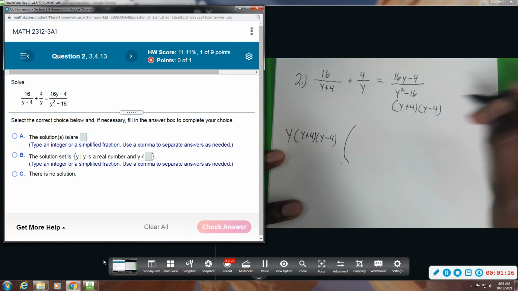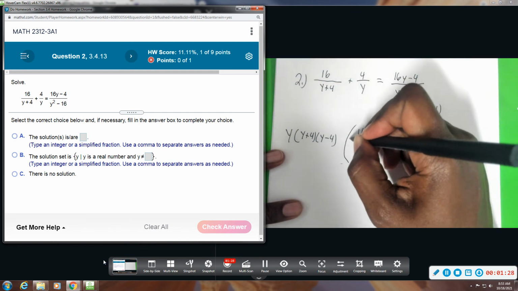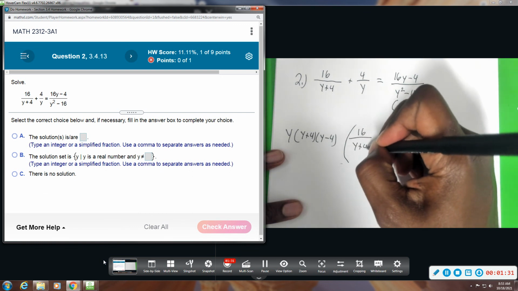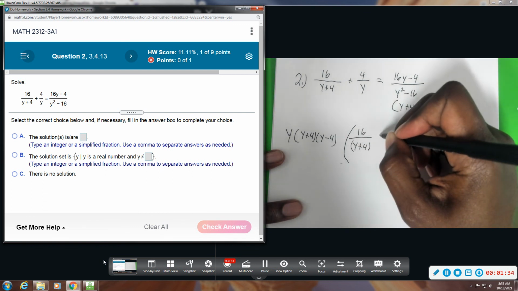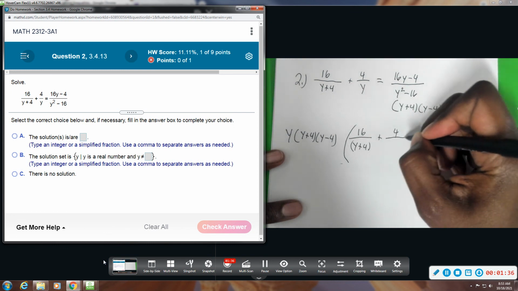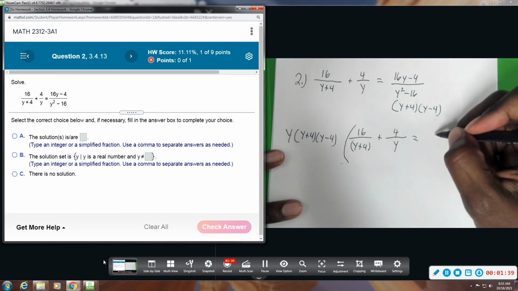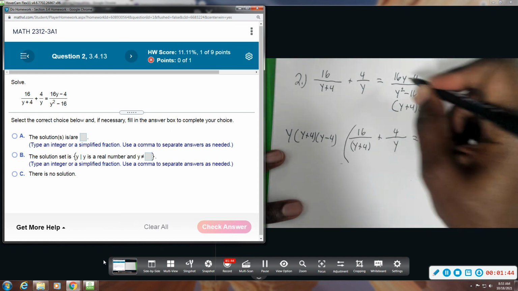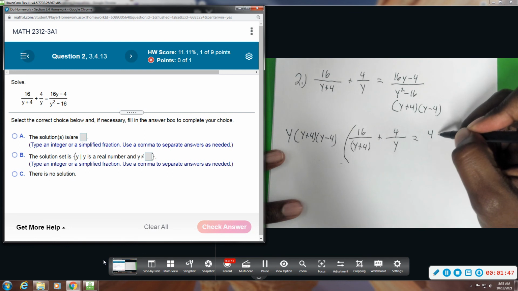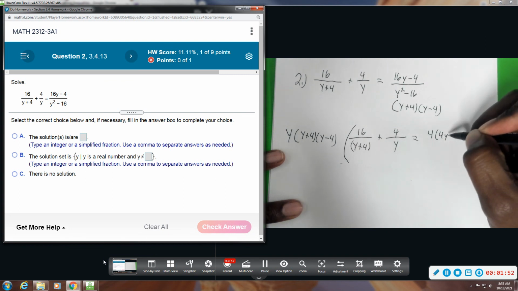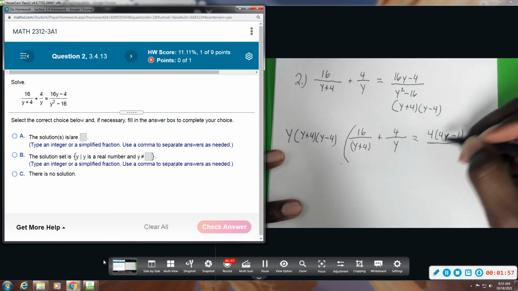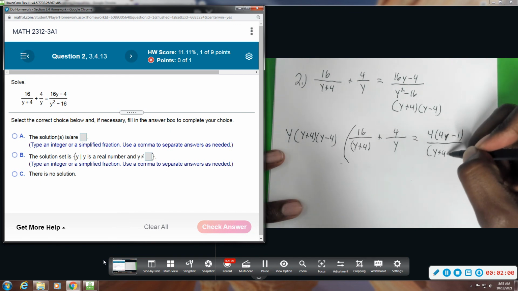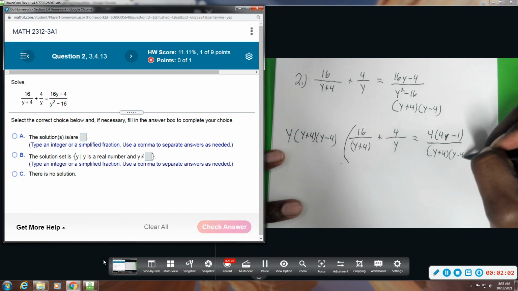So I'm going to multiply this times both sides. I'm just going to put the whole expression in parentheses. So 16 over y plus 4 plus 4 over y equals, I'm going to go ahead and factor this out too. I'm going to write this as 4. So factor out a 4, and that will leave us with 4y minus 1, and then over y plus 4, y minus 4.